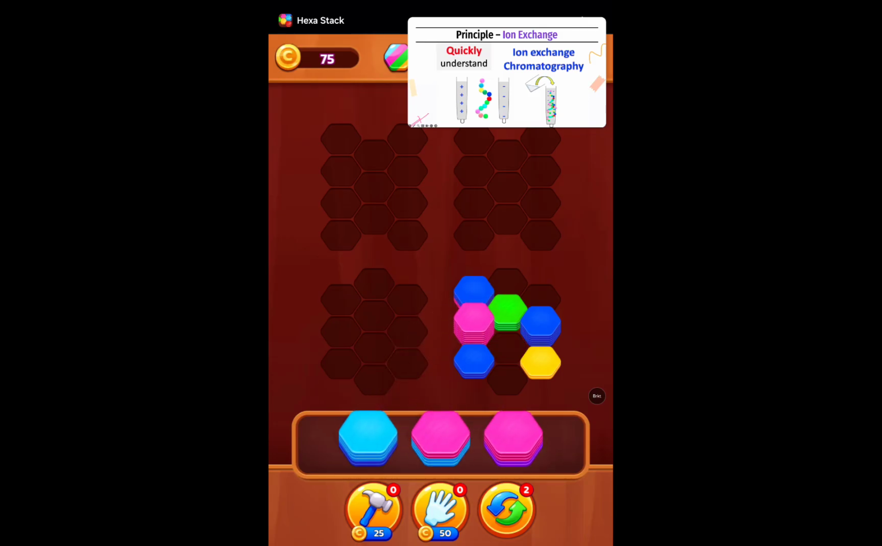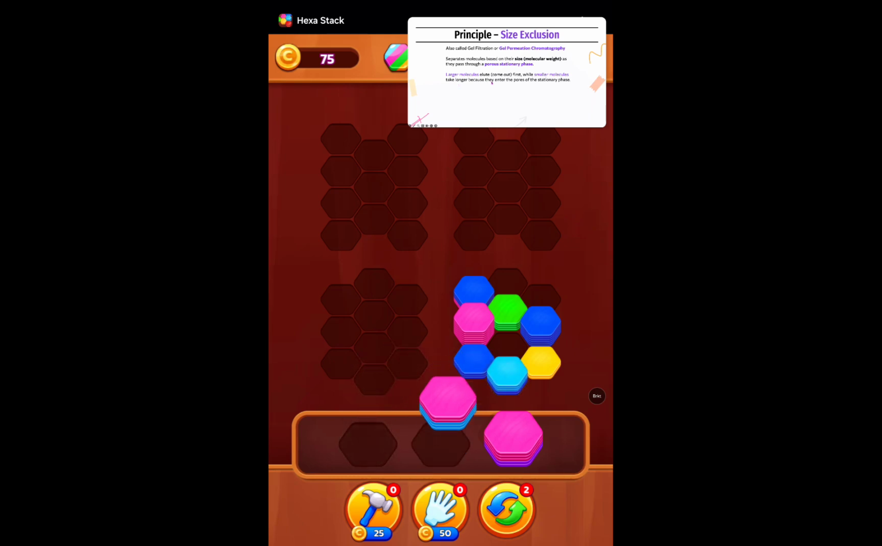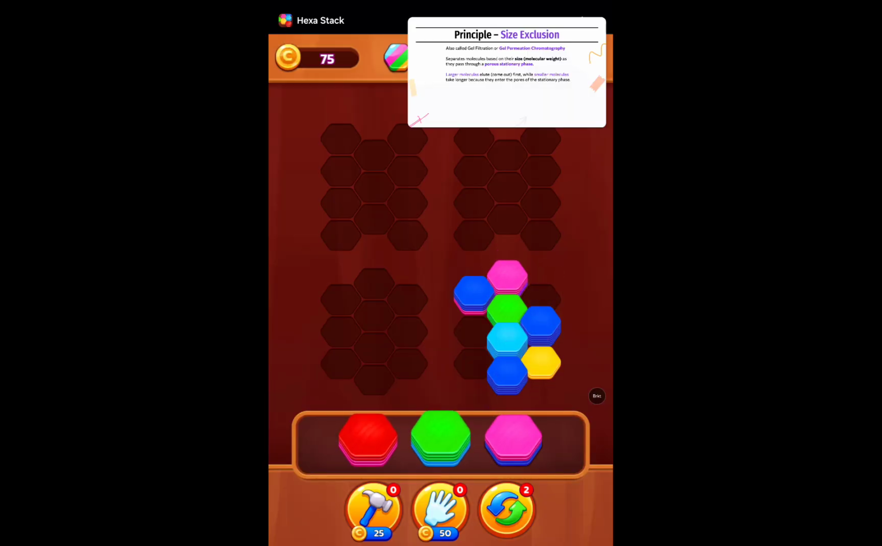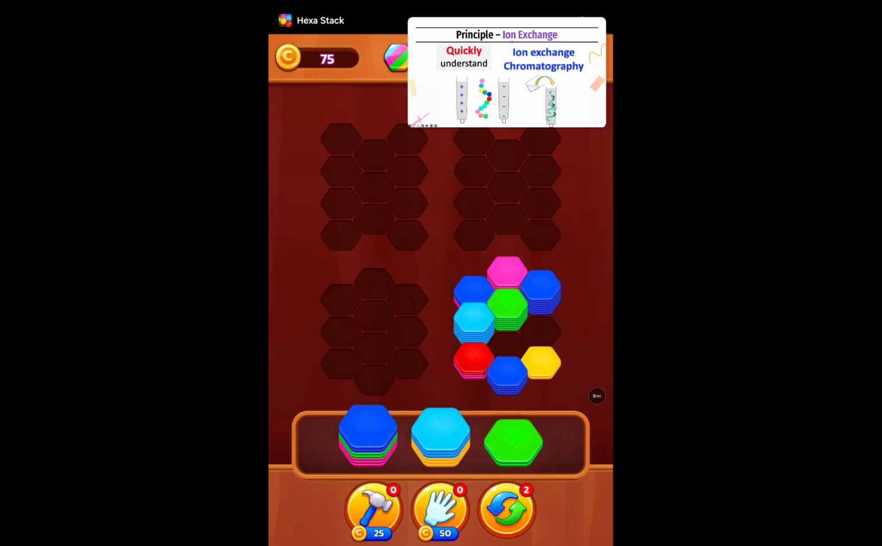All right, so next I move on to the size exclusion. For the size exclusion, normally people call it gel permeation chromatography, or we call it gel filtration. When you look at this principle, size exclusion, you know that it separates based on the size.